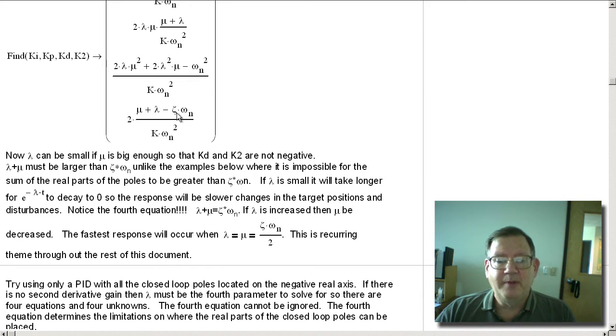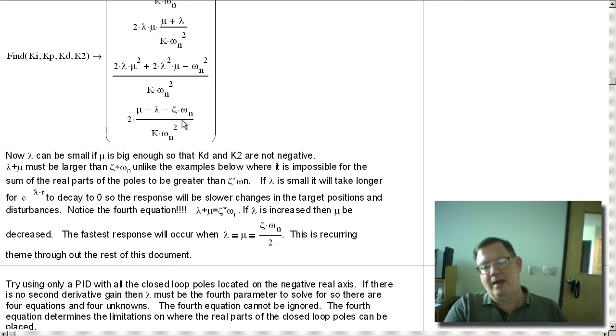Mu plus lambda must be equal to the natural frequency times zeta, the damping factor. And so that means that there's a limit to how far positive you can make both gains, or both poles. So basically you use just lambda, 4 poles at minus lambda in the first case, above the breakaway point, which happens to be at zeta times omega divided by 2.